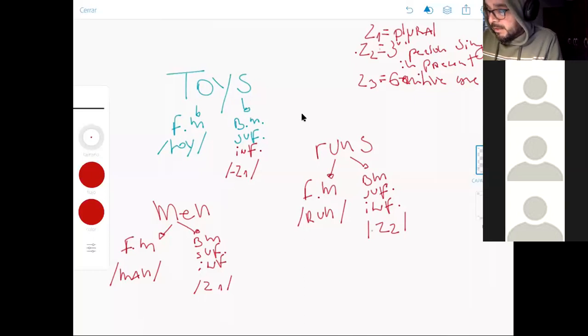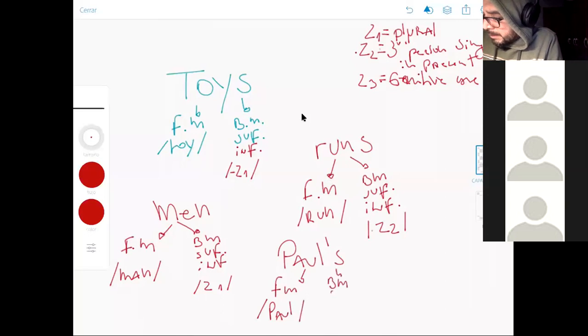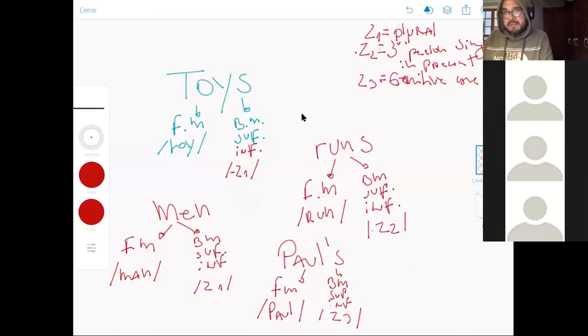The same with pole's, right? We have the free morpheme pole, and we have the bound morpheme, suffix, inflectional, Z3, right? That's a possessive. In fact, it is called a genitive. Okay, it's a genitive, therefore it has a Z3. Any questions so far about this?